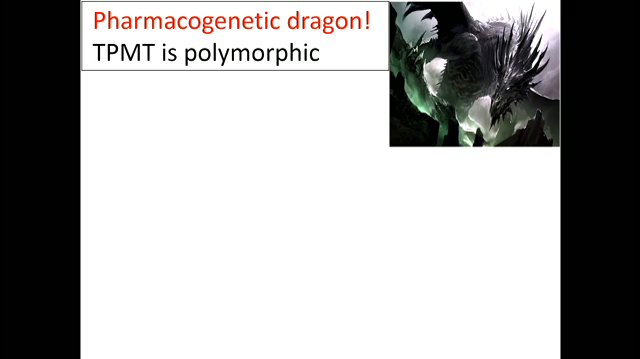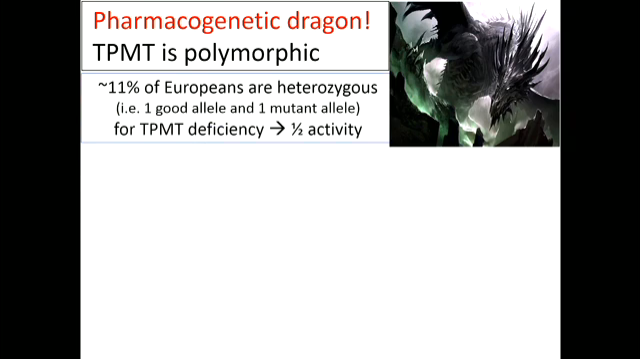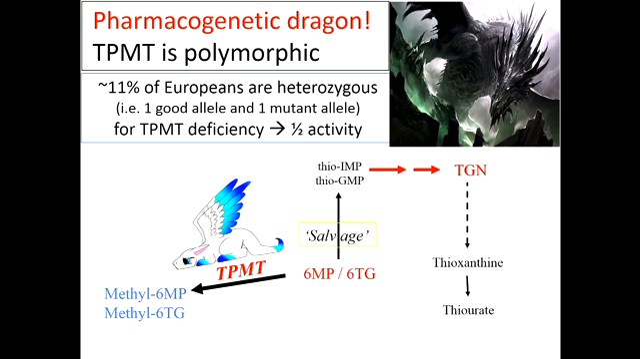But there's a problem, and that is that TPMT is polymorphic. And so this polymorphism is the dragon that haunts drug usage. About 11% of Europeans are heterozygous, they're carriers, for TPMT deficiency. So if we have 10 Europeans in the room, probably one of them is a carrier for TPMT deficiency, and that means they have half the activity of normal. That means that they won't respond as normal to mercaptopurine. Not a problem until you come in contact with the drug.